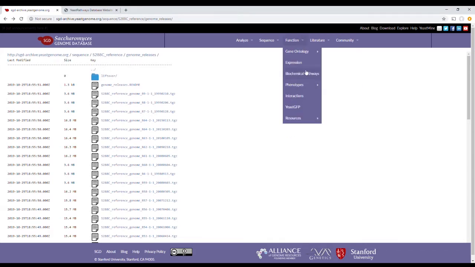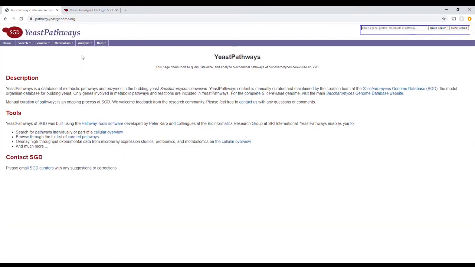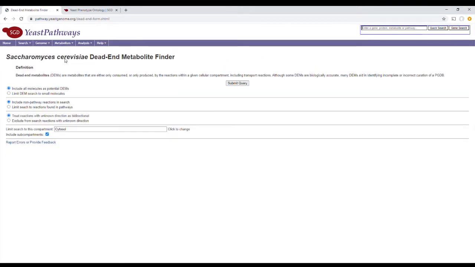For instance, I've gone over to Function, and I'm hovering over that, and I see biochemical pathways and phenotypes. I'm going to browse all phenotypes, and I've opened a new tab for that. I'm also going to look at biochemical pathways. With biochemical pathways, I can look at some different molecules that are involved in different metabolic processes. And so I'm going to go to dead end metabolites.